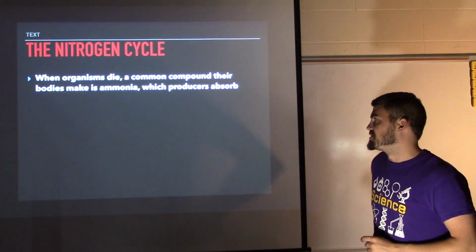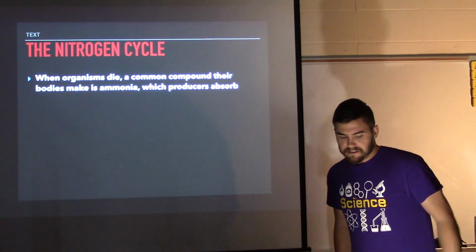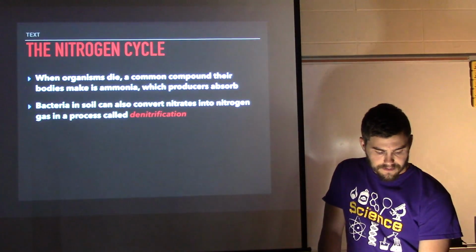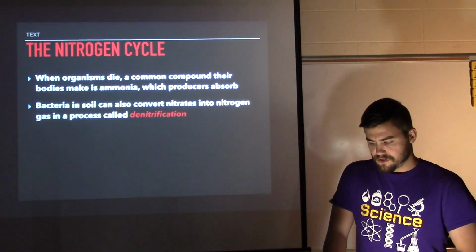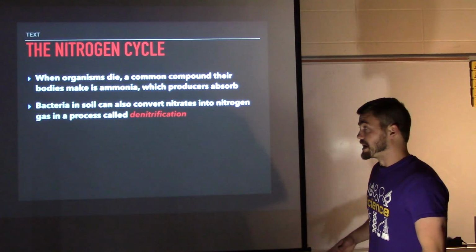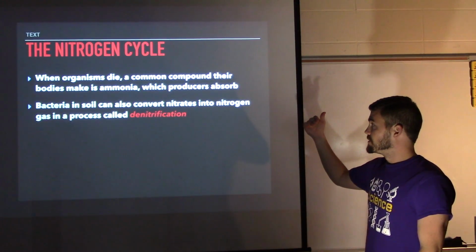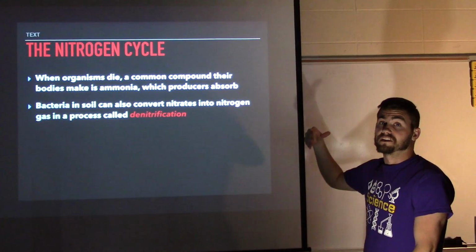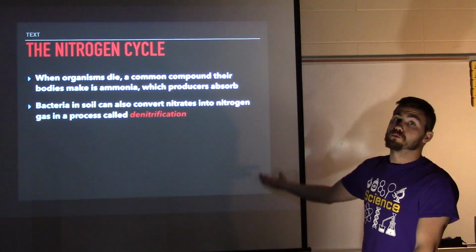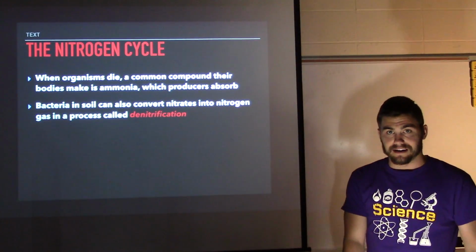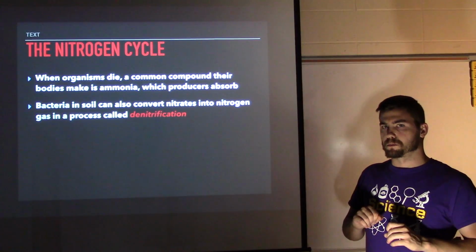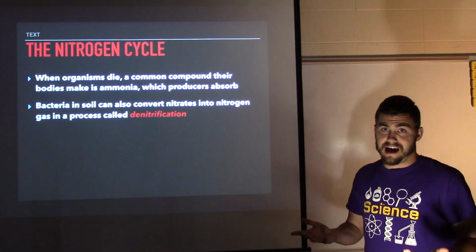We're not done with the nitrogen cycle yet, though. When organisms die, decomposers and plants can absorb the ammonia that they're made of. Now, there's another class of bacteria that can convert nitrates into nitrogen gas, and that's called denitrification. So that replenishes nitrogen back into the atmosphere, because there aren't any geological processes that make nitrogen gas.